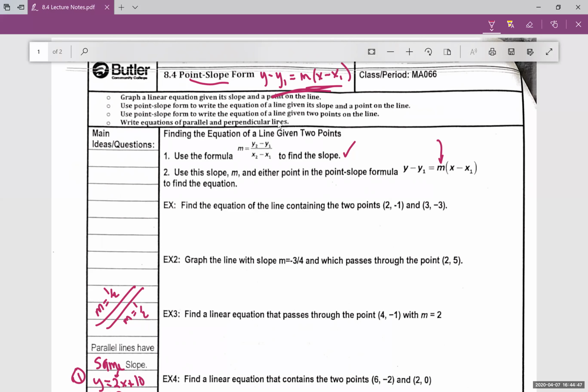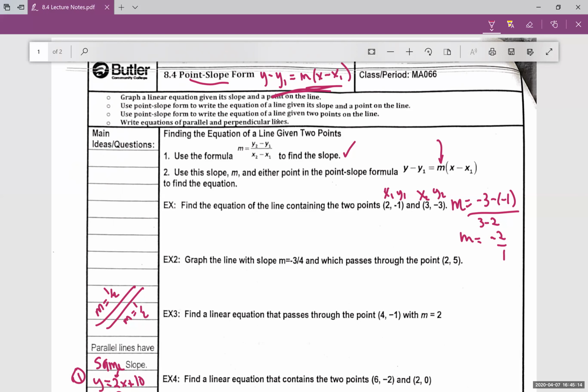Well, step 1, let's find the slope. If you still need to label these, that's fine. I like to label mine. So it's y2 minus y1, so it's negative 3 minus negative 1 over 3 minus 2. This happens to be negative 3 plus a positive 1, which is negative 2 over 1. That's my slope. So I am going to use negative 2 over 1.